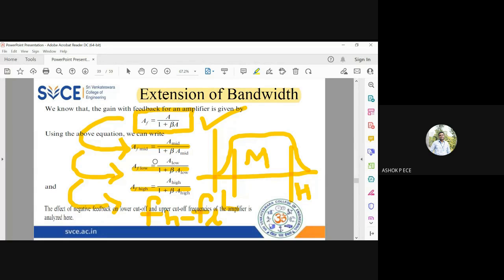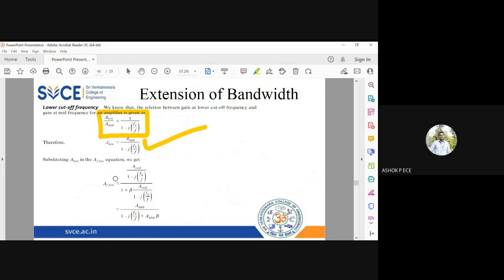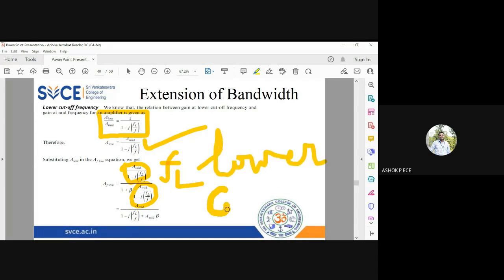A low is the low frequency response of the amplifier without feedback, and AF low is the low frequency response of the amplifier with feedback. See here, they have used the formula AF equal to A low divided by 1 plus beta into A low. And for A low, I substituted this equation, A mid by 1 minus J FL by F. What is your FL here? FL is your lower cutoff frequency in the amplifier response characteristics.